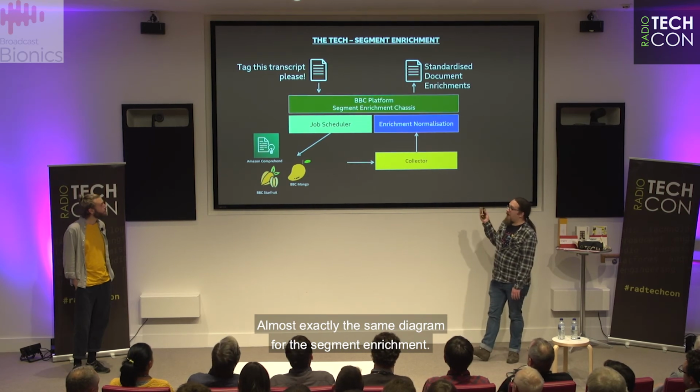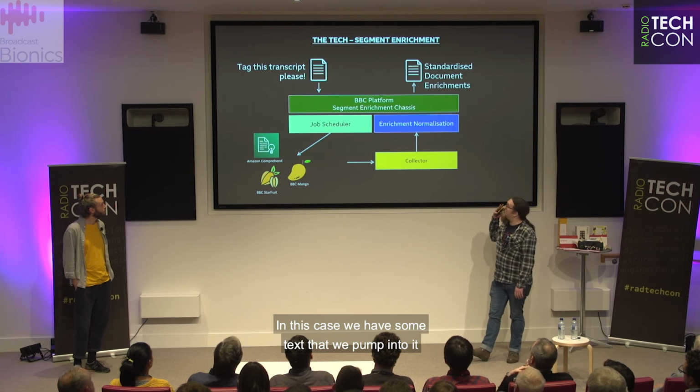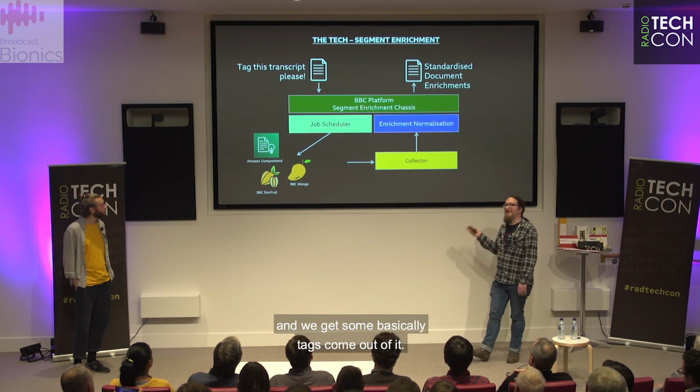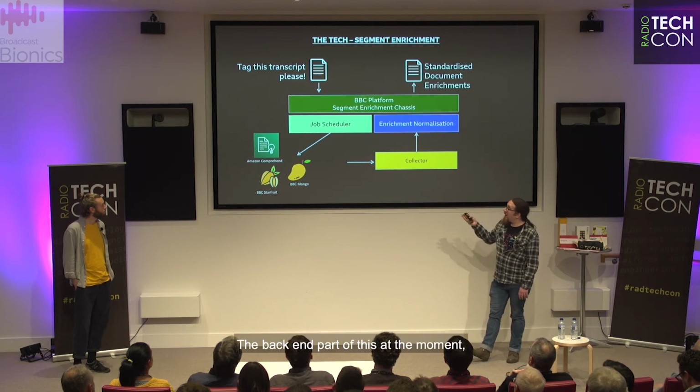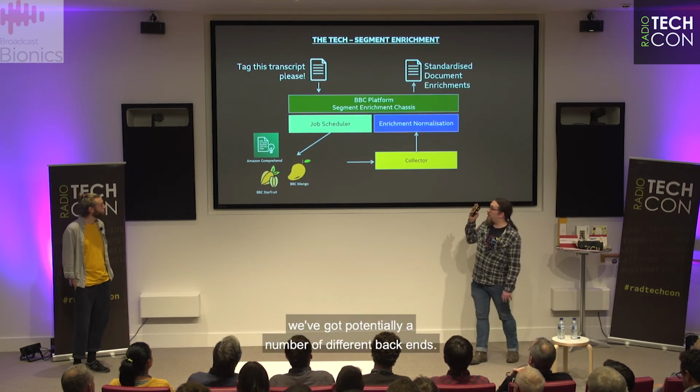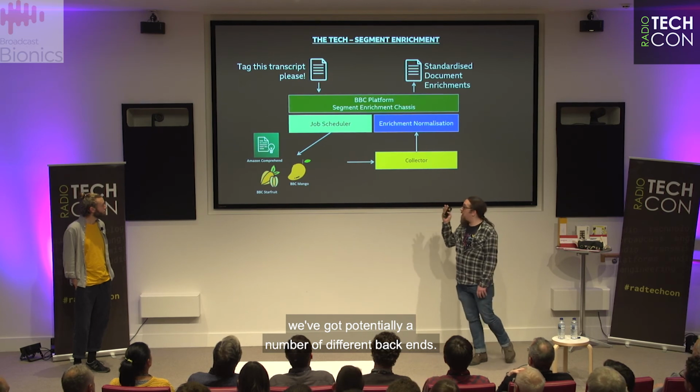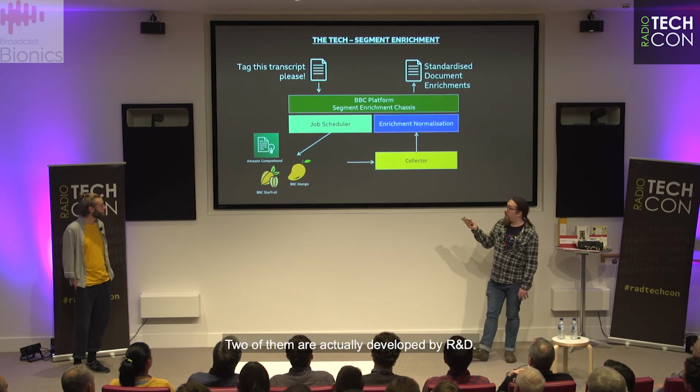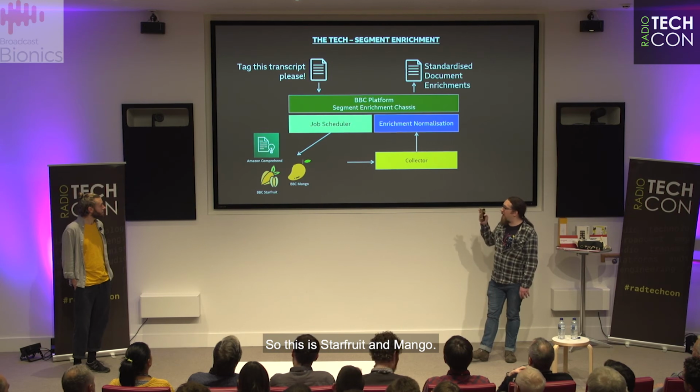Almost exactly the same diagram for the segment enrichment. In this case, we have some text that we pump into it, and we get some tags come out of it. The back-end part of this at the moment, we've got potentially a number of different back-ends. Two of them are actually developed by R&D, so this is Starfruit and Mango.